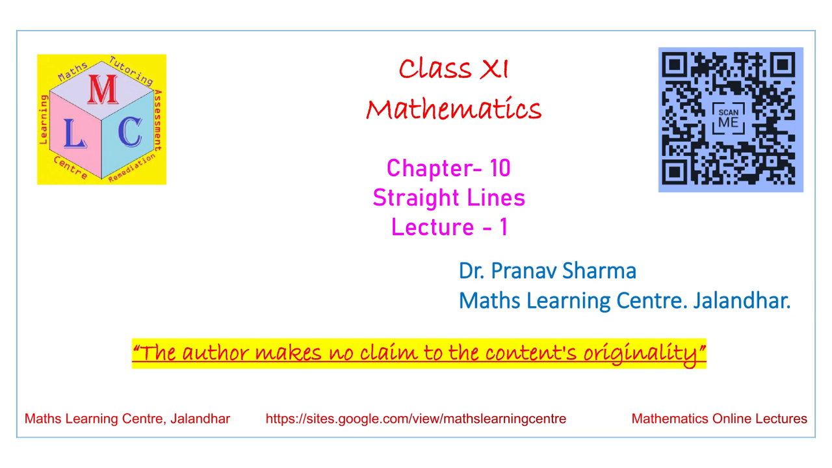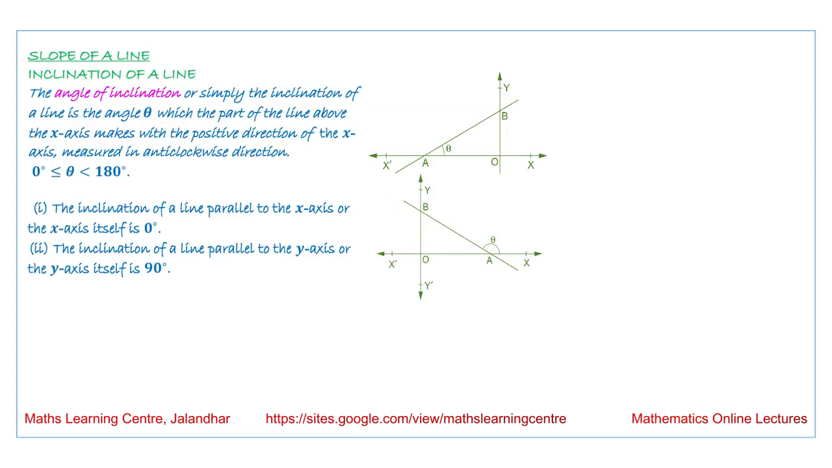We are going to start now chapter 10 of class 11th mathematics, straight lines, and this is lecture 1. In our previous classes we have studied the chapters related to coordinate geometry. We have studied the formula related to the distance between the points. Then we have talked about the angle between the two lines and different coordinate systems. Now the first thing we have over here is the slope of a line.